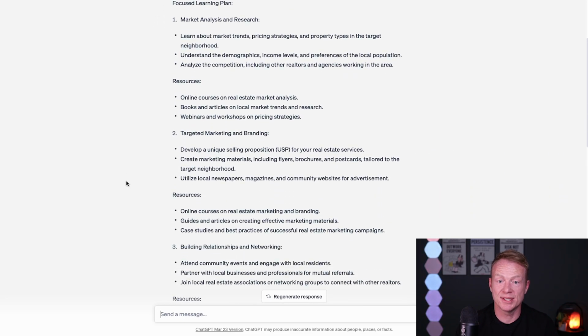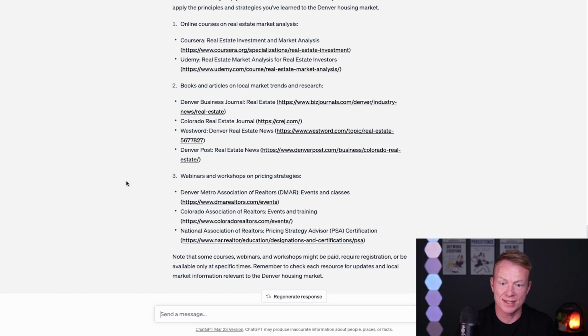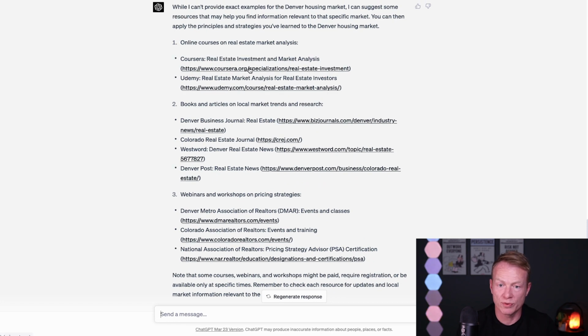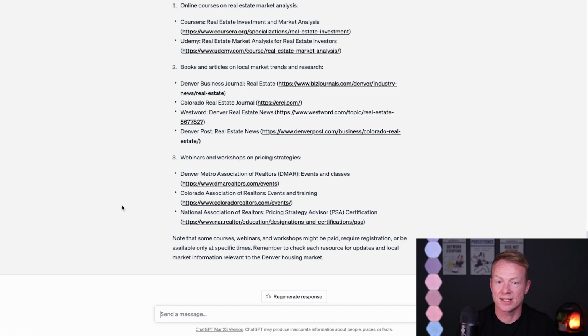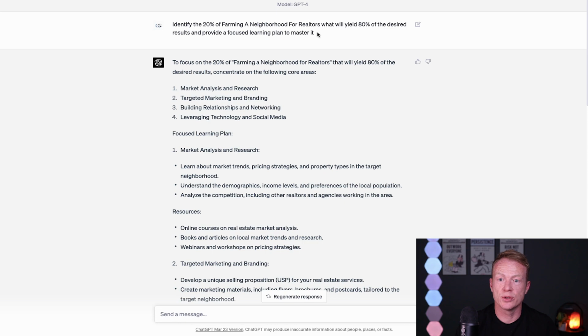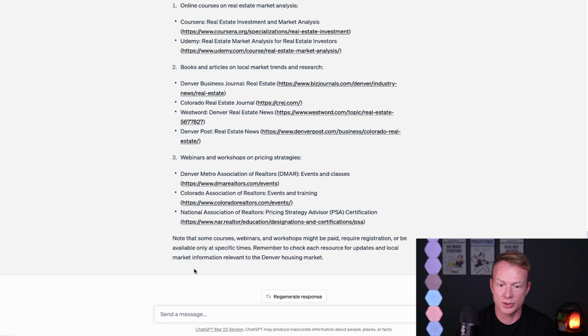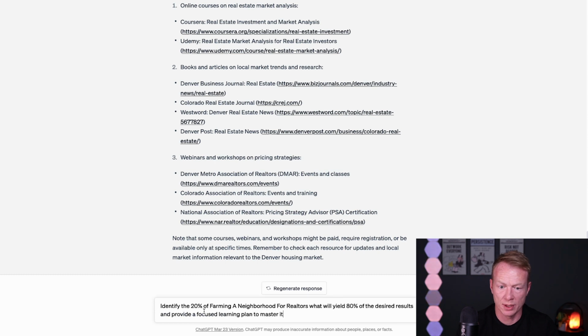And ChatGPT has given us a step by step how we do it, what we should research, how we should check things out. It's absolutely amazing. So let's take it and use it for another example. Let's take the same prompt right here. I'm just going to take it down and paste in the same one. And we're going to change farming and neighborhood for realtors.